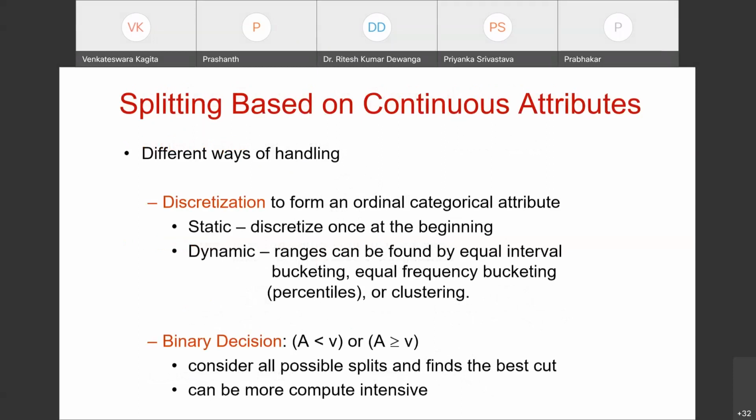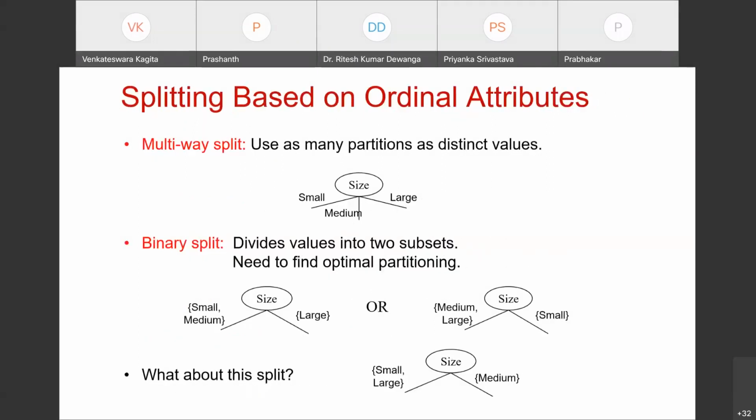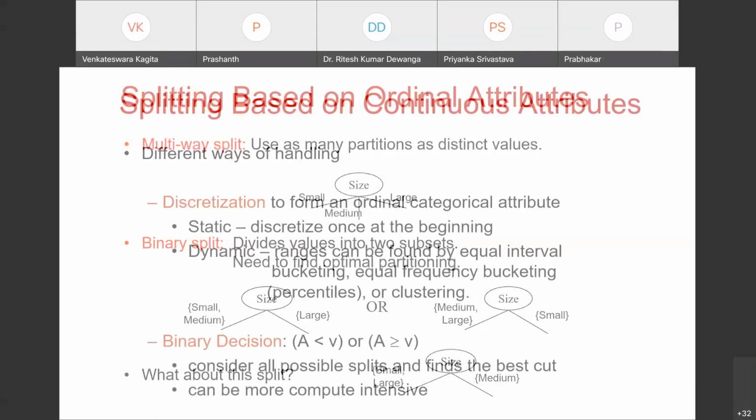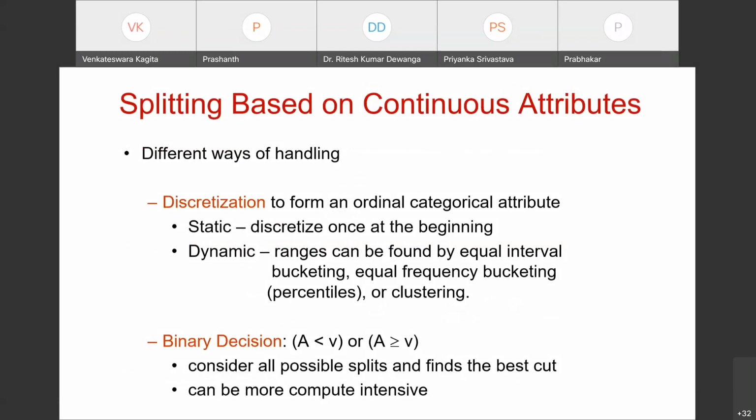Right. The next question is splitting based on continuous attributes. So far we have seen the discrete attributes, right? Small, medium, large, all these are discrete attributes. Suppose the attributes are continuous, then how do we split? There are different ways of handling continuous data.